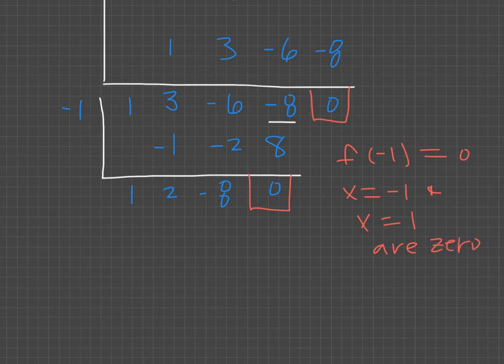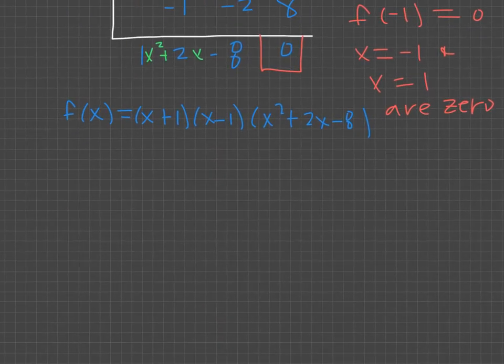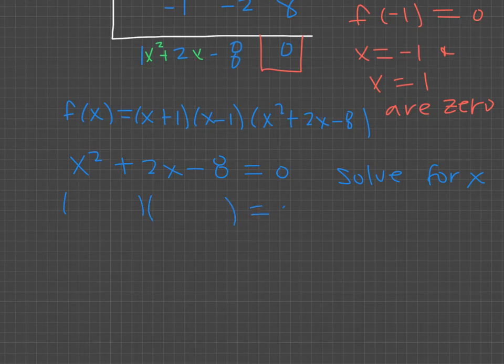Now we have the factored form of our polynomial based on those two zeros, x plus 1, x minus 1, and then our other factor is going to be 1x squared plus 2x minus 8. So x squared plus 2x minus 8. We just have to focus on that quadratic now and set that equal to 0, see if we can factor that or use the quadratic formula to solve for x. Well, we're going to be able to factor this one.